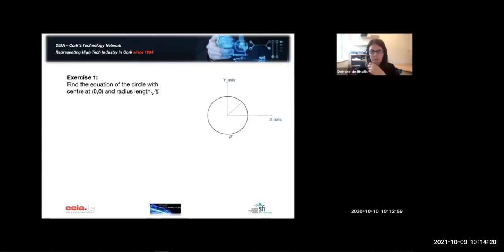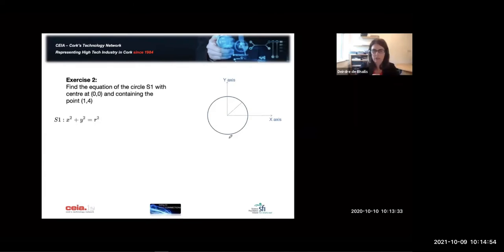So exercise 1, find the equation of the circle with center at 0, 0 and radius length root 5. So what that means is we can apply the special case, which is just x squared plus y squared is equal to r squared. Applying that special case, we simply need to insert the square root of 5 in place of r in the equation. And that gives us the equation of the circle as x squared plus y squared is equal to 5.